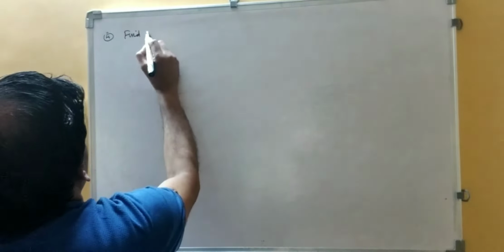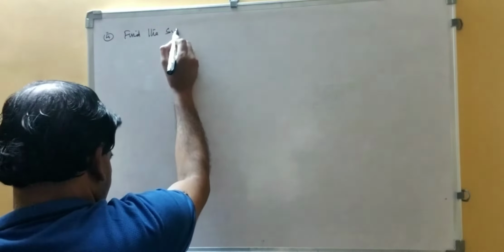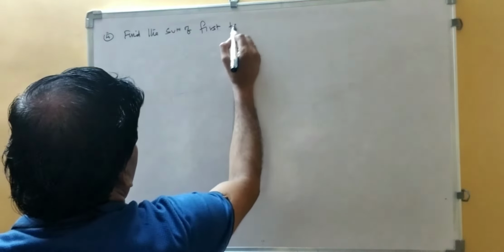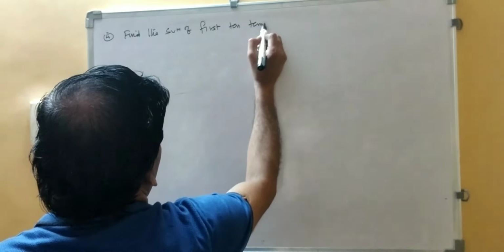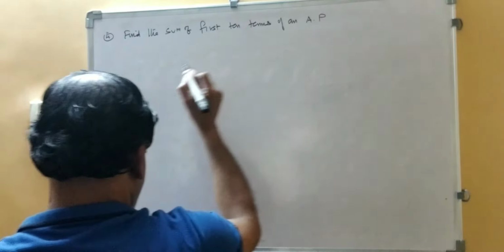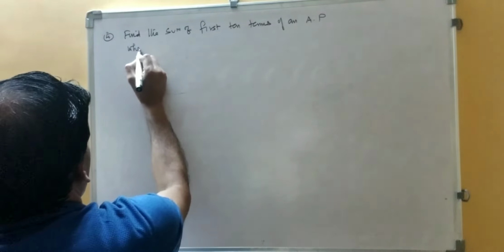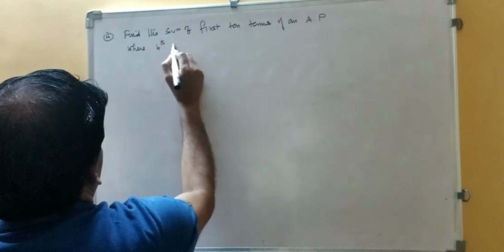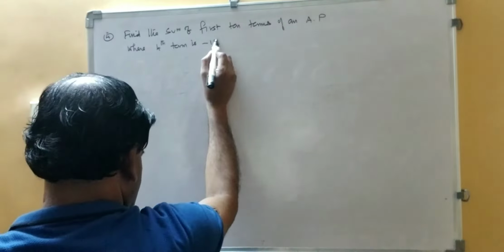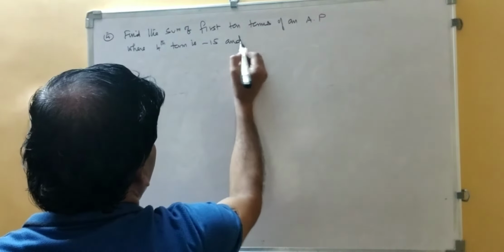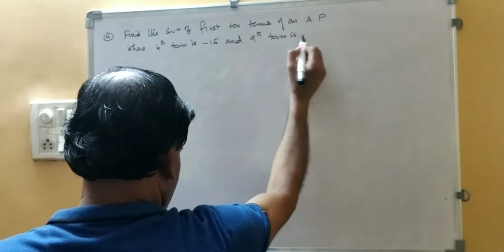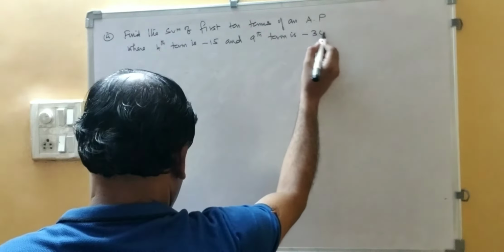Find the sum of first 10 terms of an AP where fourth term is minus 15 and ninth term is minus 30.